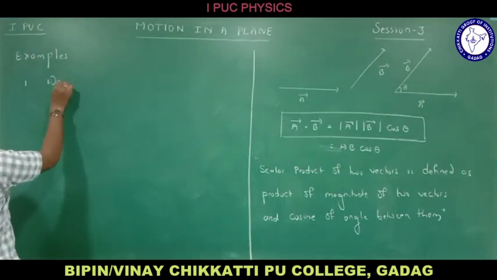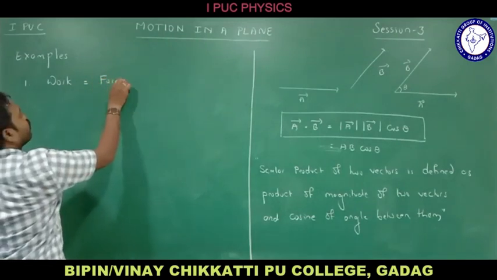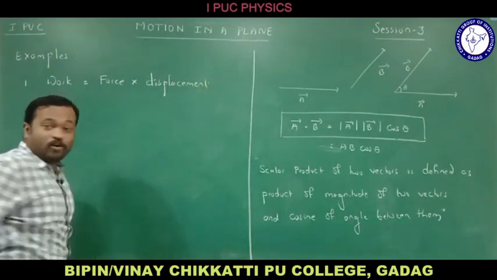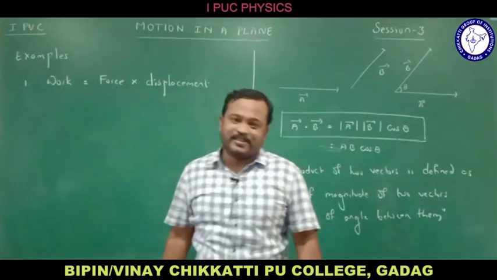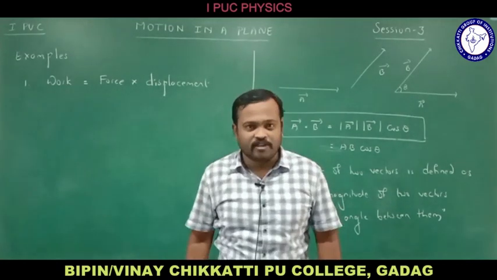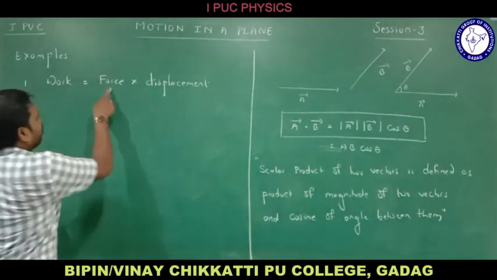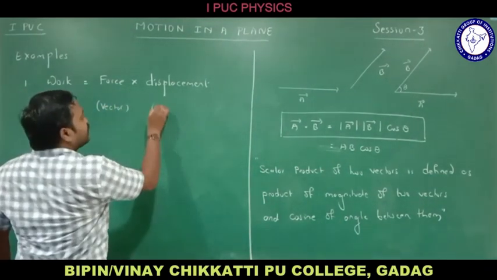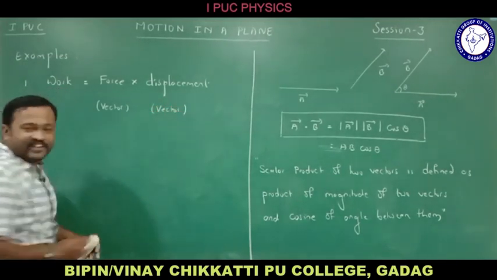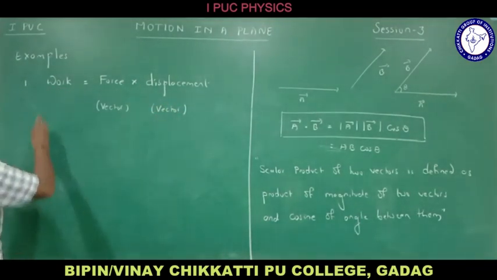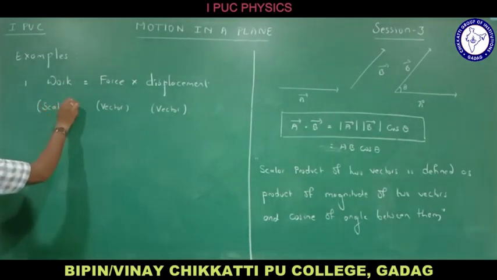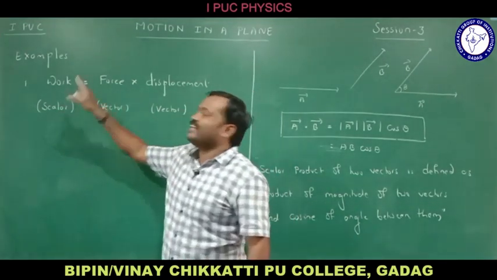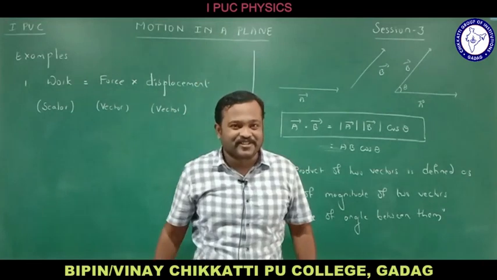Okay, first example, let me take work. What is the formula for work? Work equals force into displacement. Do remember the formula for work. It is an example for scalar product. How? Let us check it out. Force, it is which quantity? It is a vector quantity. Displacement, it is which quantity? It is a vector quantity. I am multiplying vector into vector. What is work now here? It is a scalar quantity. If you multiply two vectors and the result is a scalar, then that product is called a dot product, or it is also called a scalar product.